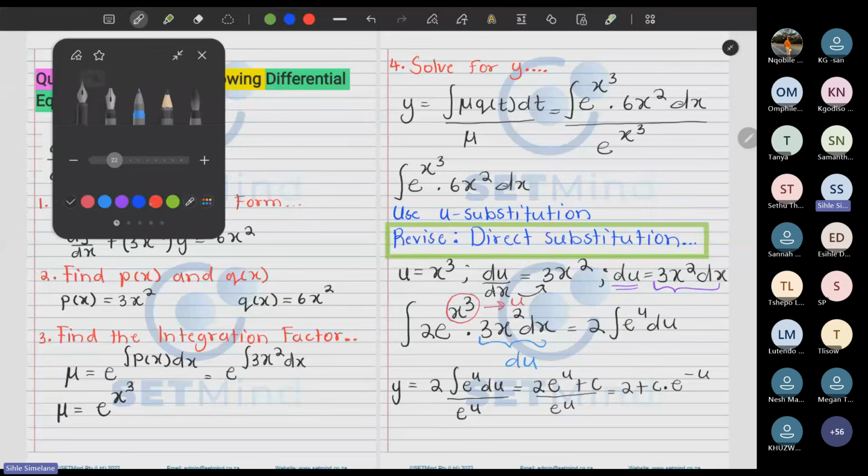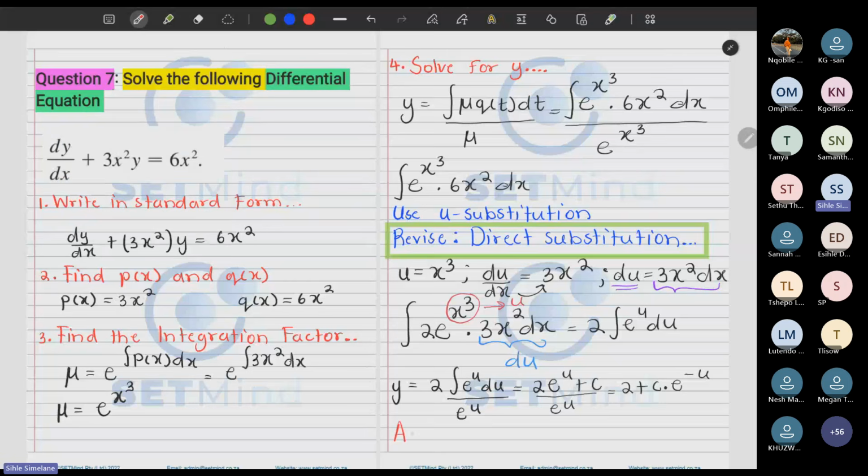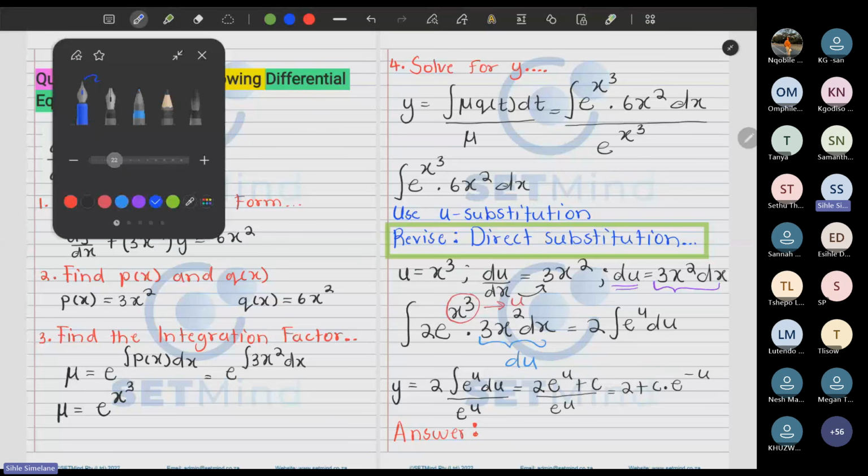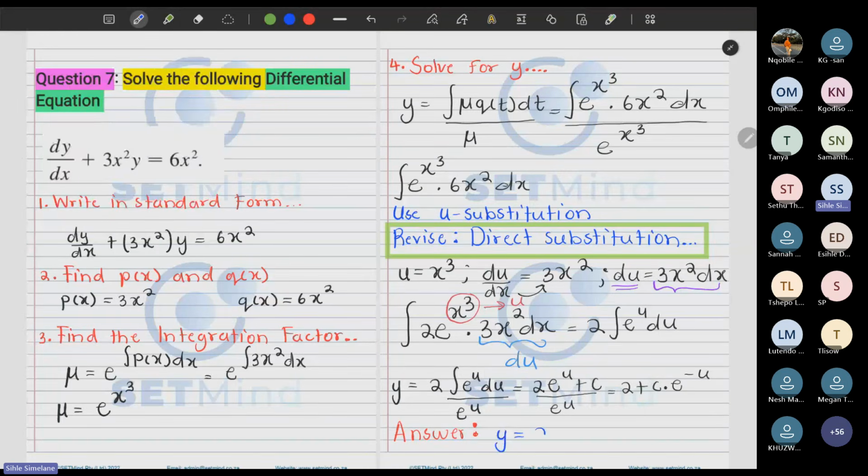So we can now finalize our answer below. What is our answer? Well, it should be in terms of x. So our y will be 2 plus c times e to the power of, remember our u is x cubed, so it is negative x cubed. Then if they give us conditions, we can obviously solve for c.